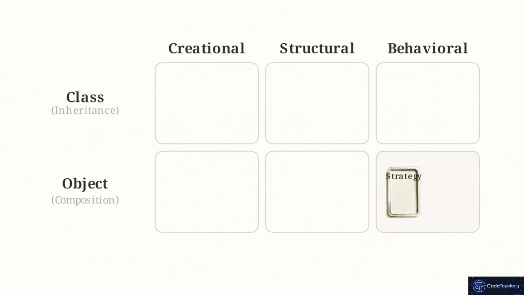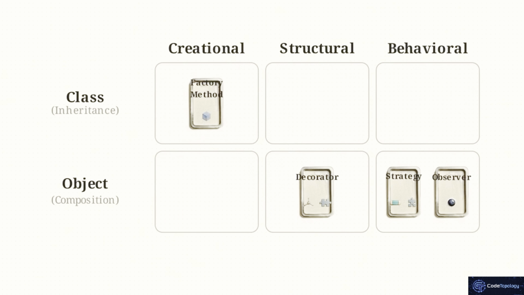Strategy is a behavioral object scope pattern. It allows you to swap different algorithms on the fly at runtime. Observer is also behavioral and object scope. It manages communication by broadcasting updates from one publisher to many subscribers. Decorator sits in the structural object scope cell. It adds responsibilities by wrapping objects in layers rather than using rigid inheritance.